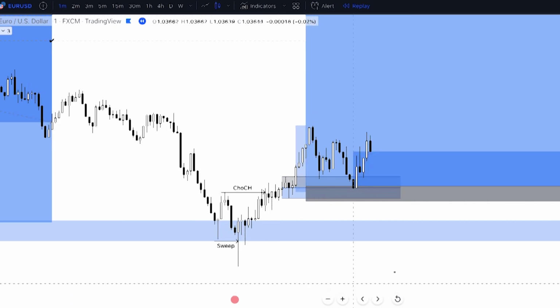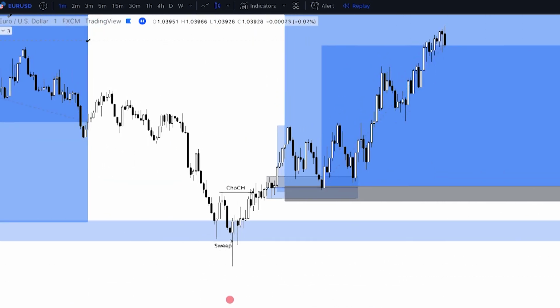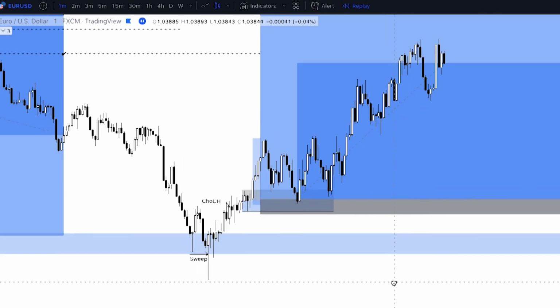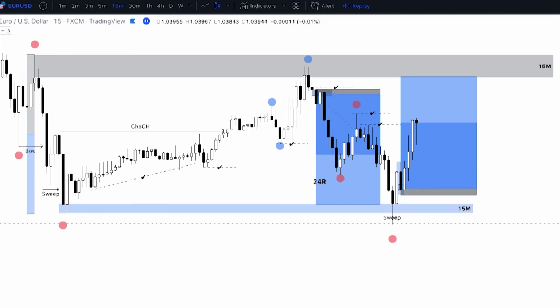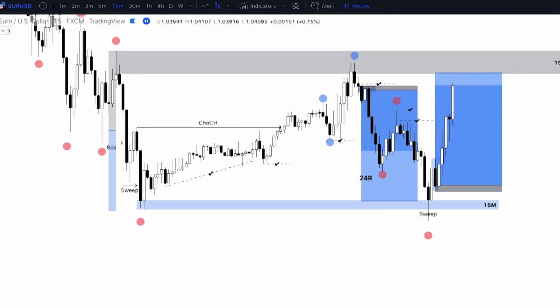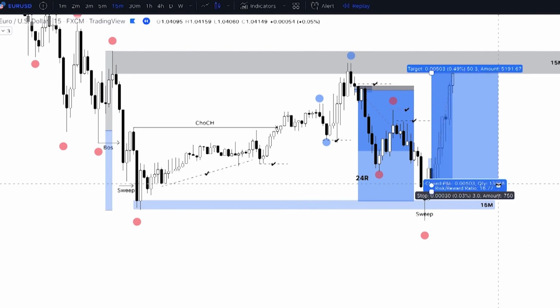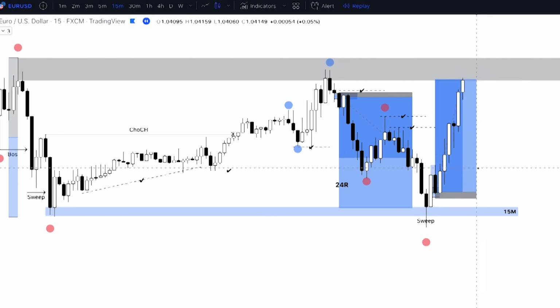Now let's play. We are still on the trade. Let's switch to 15 minutes time frame. Okay, and it's done. So it's a 1:16 trade.